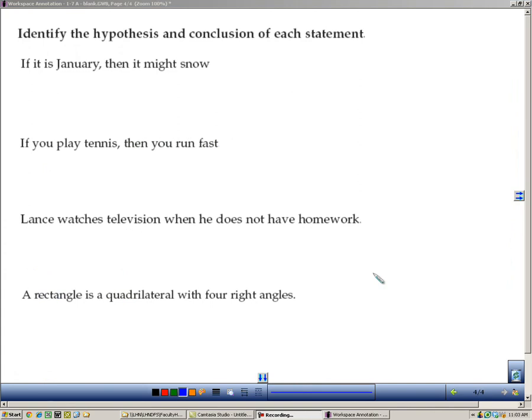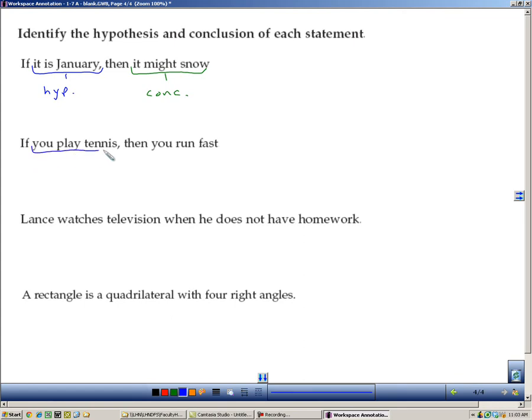Here are a couple more examples of hypothesis and conclusion statements. The first one, if it is January, then it might snow. Well, because it's written in if-then form, we can easily say it is January is the hypothesis, and the conclusion after the then is it will snow. Second one, if you play tennis, then you run fast. Now whether it's true or false is irrelevant, but the statement has a hypothesis of if you play tennis, and a conclusion, then you must be fast.